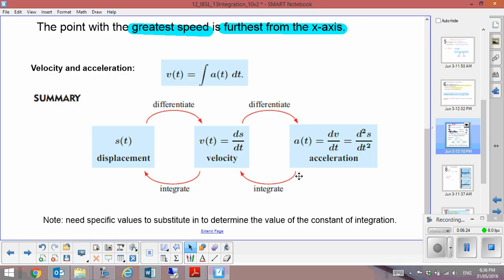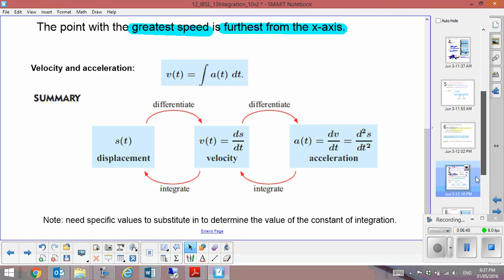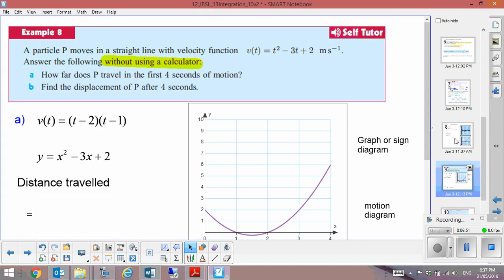When we integrate acceleration, we're getting velocity. When we integrate velocity, we get displacement. Note we need specific values to substitute in to determine that constant of integration. Every time we integrate, we get another constant, so you need some initial values to put in to calculate the constant value. All right, so let's look at this example that we were doing earlier.